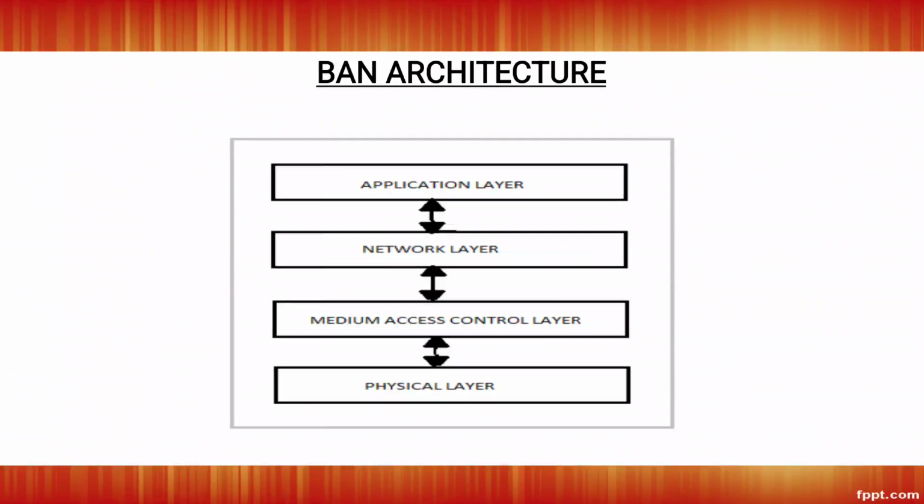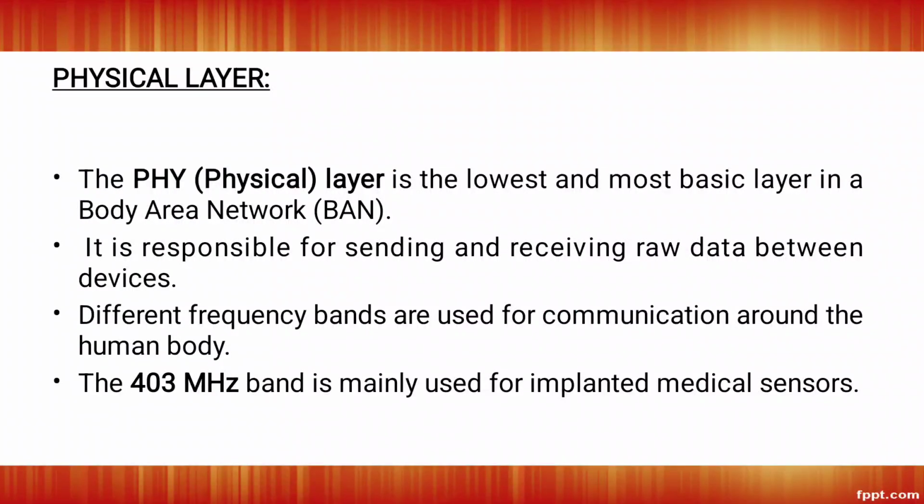The architecture of BAN consists of four layers. The first layer is the physical layer, next is the medium access control layer, then the network layer and the application layer. The physical layer, that is the first layer, is the lowest and most basic layer in a BAN. It is responsible for sending and receiving raw data signals between two devices.